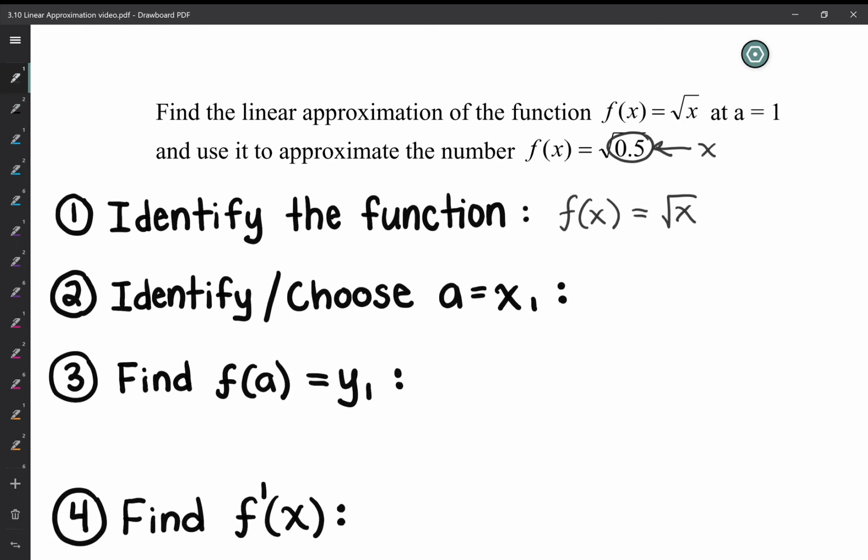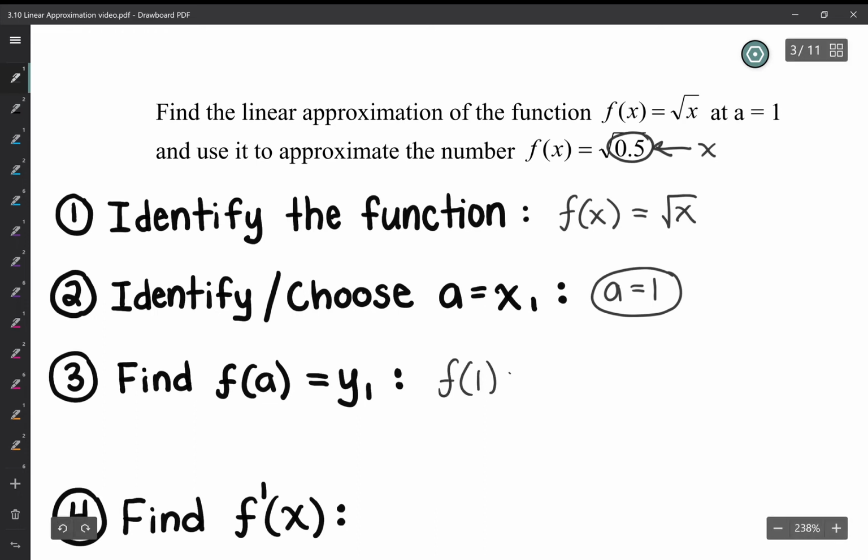Next, we need to identify or choose a. We are given that a is equal to 1. Now we need to find f of a. So we need to substitute 1 into our function. So f of 1 is equal to the square root of 1, which is equal to 1.